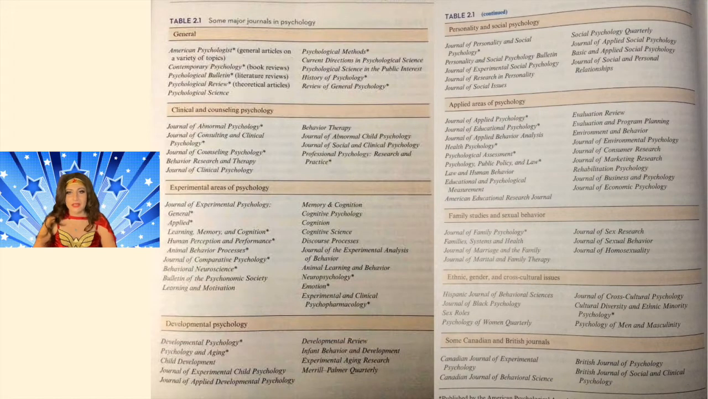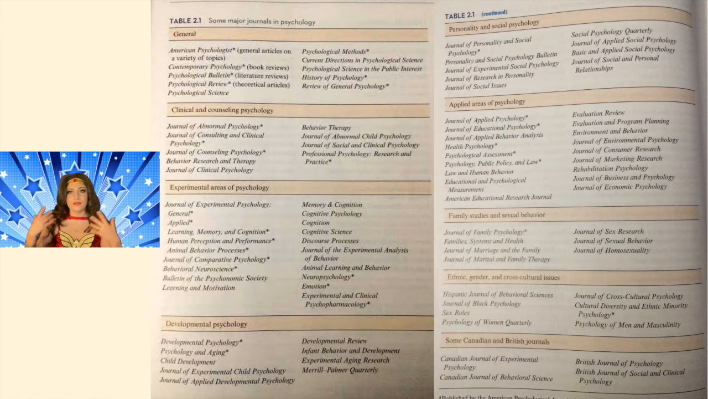So here we have a few samples of very popular psychological journals. At the top, you can see journals related to general psychology, such as American Psychologist, Contemporary Psychology, the Psychological Bulletin, etc. Then you have clinical and counseling psychology. So those are all the journals that focus specifically on those areas. Below that, you have experimental areas of psychology, and those journals focus on strictly experimental empirical research papers. Then you also have developmental psychology, applied areas of psychology, like applied psychology.